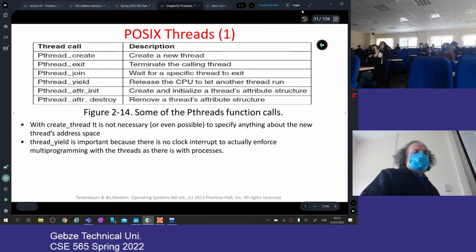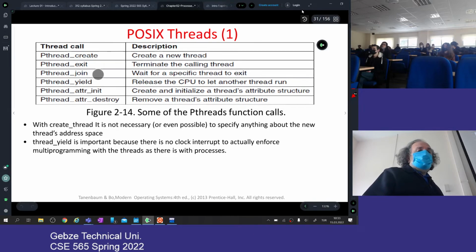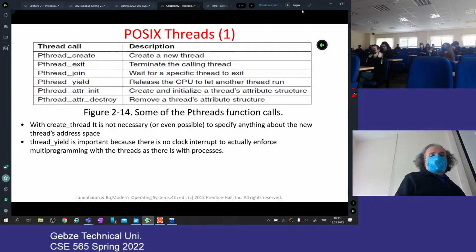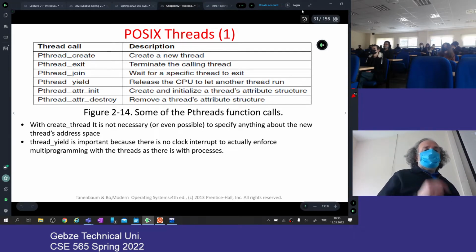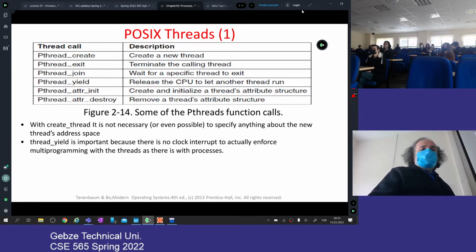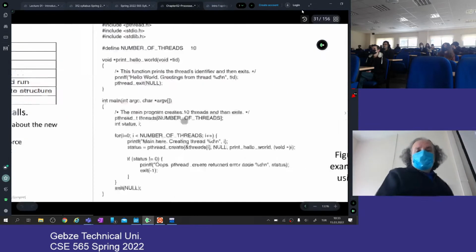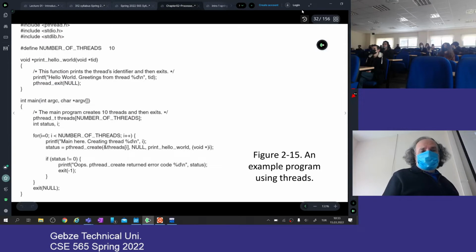And we have the other functions, like terminating a thread, waiting for a thread to end, and yielding your CPU to some other thread. And these are for attribute initialization and maintenance, etc. And we looked at this simple program.